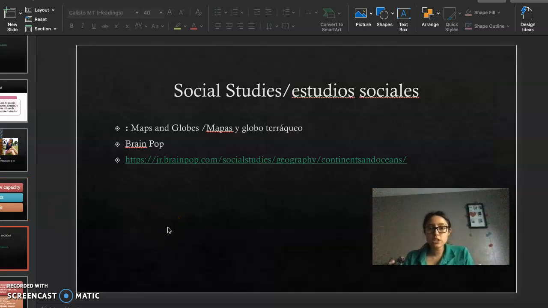Okay, for social studies this week, we're going to be learning about continents and maps. Maps should be a review. Continents should be something that we didn't really talk about in the classroom. So I would pay more attention to the continents while you're learning this skill.